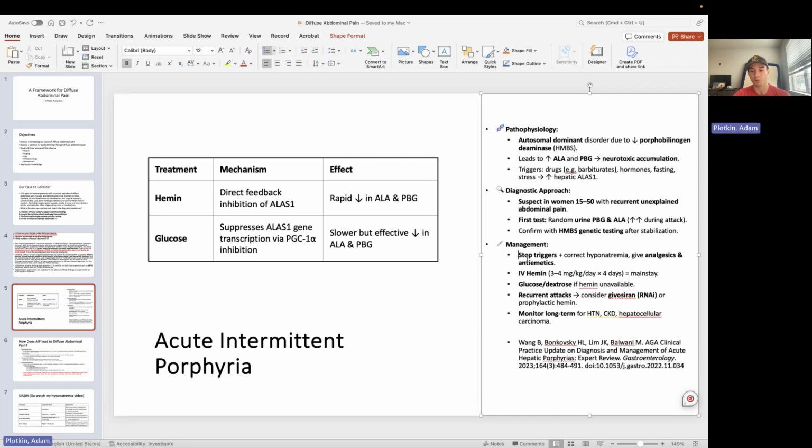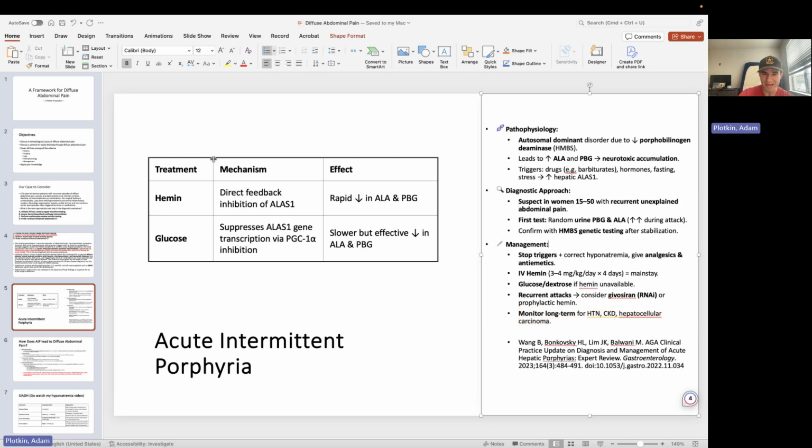To manage these patients, we're going to stop the triggers. We're going to correct their hyponatremia, and we're going to talk about why they're hyponatremic in a second. We can give analgesics and antiemetics. We're going to give IV hemin. Okay, that's the backbone of treatment, and we'll talk about why in a second. We're going to give glucose if the hemin's unavailable, or sometimes we'll use both. If they have recurrent attacks, we can consider this new guy, givosiran, which is an RNA inhibitor, or we can just give the patient prophylactic hemin. Monitor long term because this can lead to hypertension, CKD, and hepatocellular carcinoma.